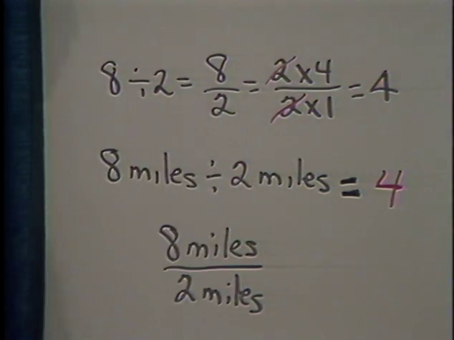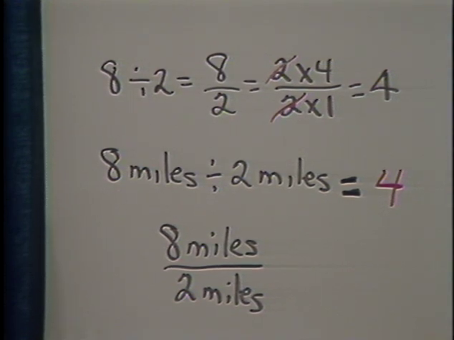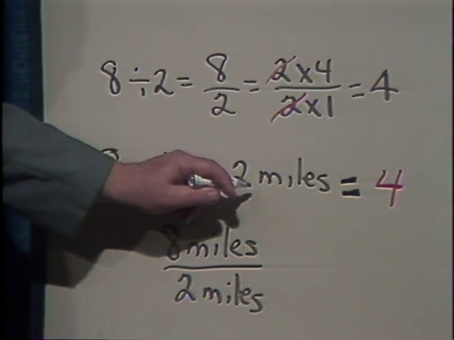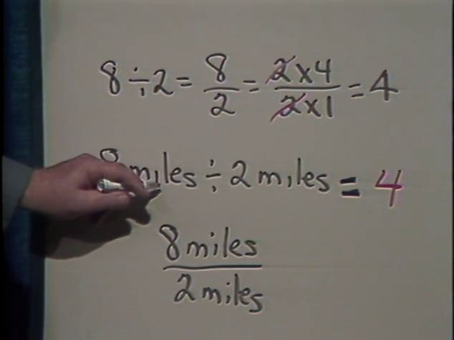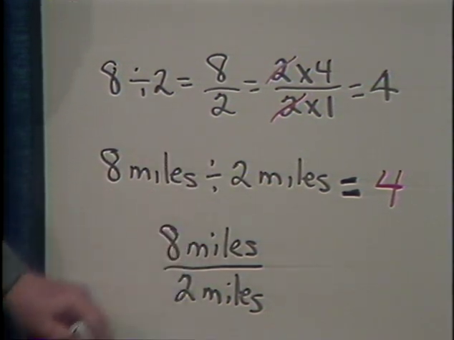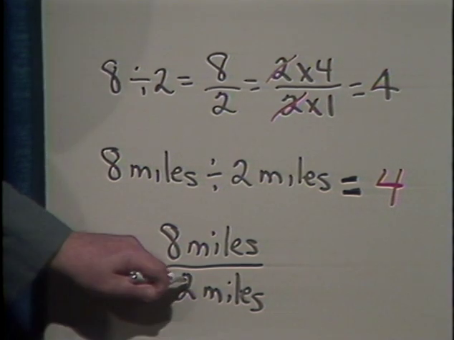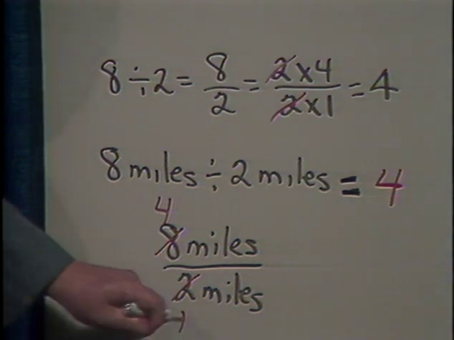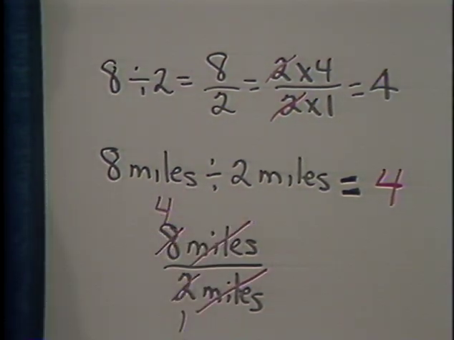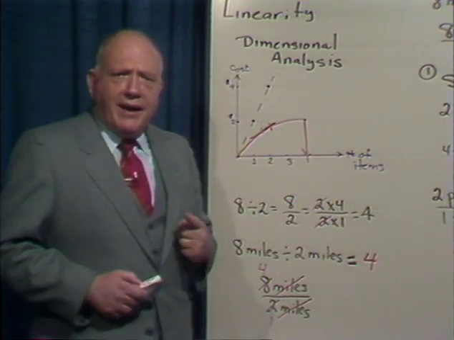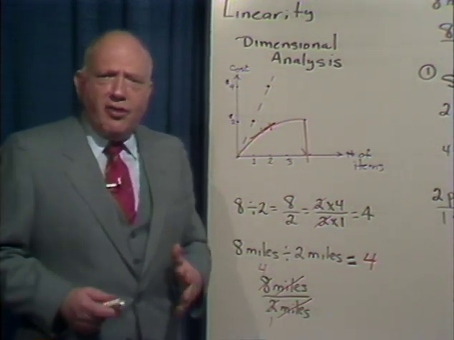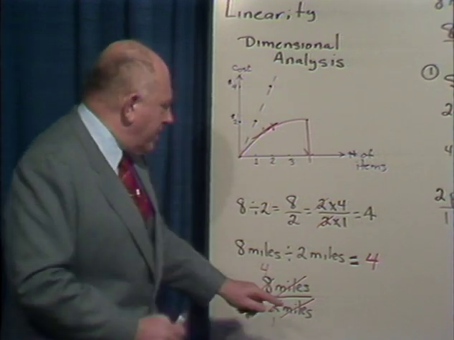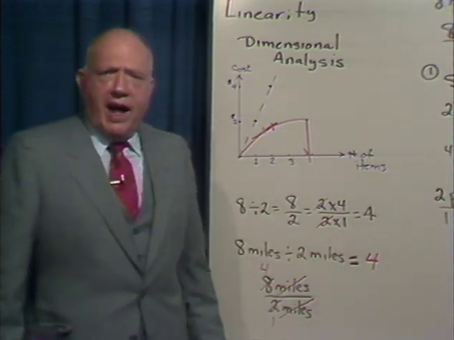But here's the thing I wanted you to see. Suppose I agree to write this as a fraction the same way as when there were no nouns present. In other words, just like I wrote 8 divided by 2 is 8 over 2, suppose I write that 8 miles divided by 2 miles is 8 miles over 2 miles. What I can do is cancel the 2 just as I did before, but I can also cancel the miles. Now, why can I do that? Not because it's logical, not because it's self-evident, but because it agrees with the right answer.